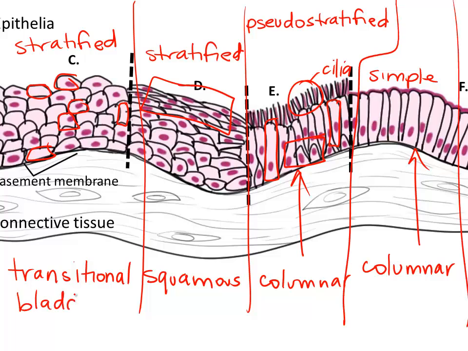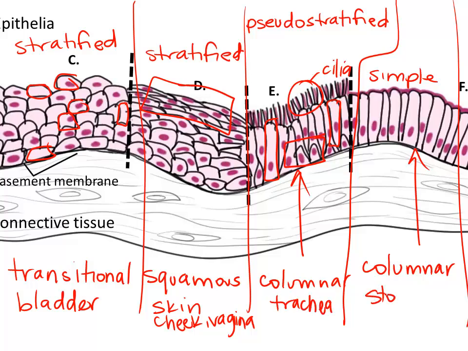Transitional is found in the bladder, simple or stratified squamous found in the skin, the cheek, the vagina, the esophagus. Pseudostratified columnar is found in the trachea and some of the airways, and then simple columnar is found in the digestive tract like the stomach and intestines.